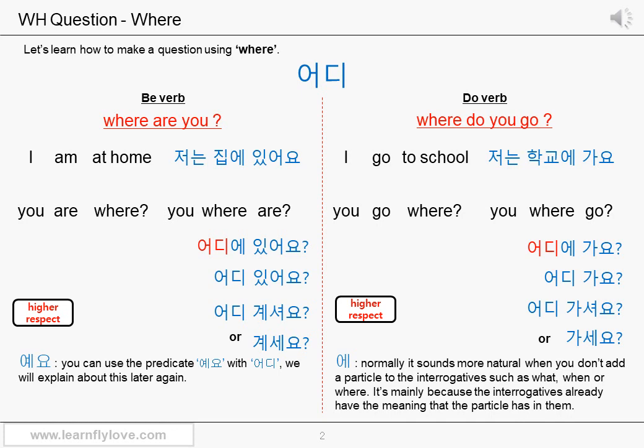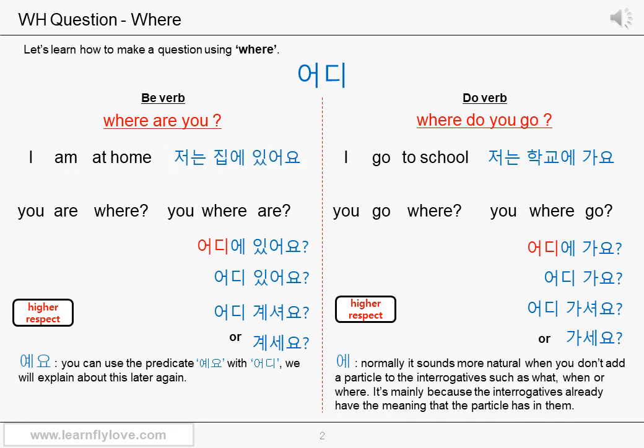Like any other question, we can use be verb or do verb when we make a question using where. Let's take a look at the question form using be verb first. Where are you? How would you answer to this question? I'm at home. 저는 at home.